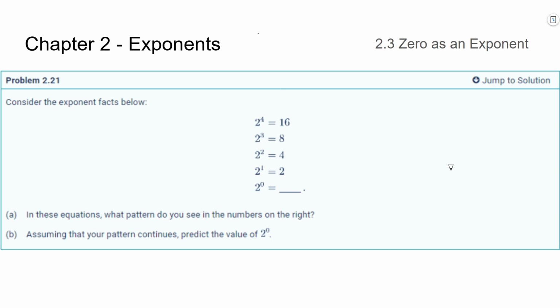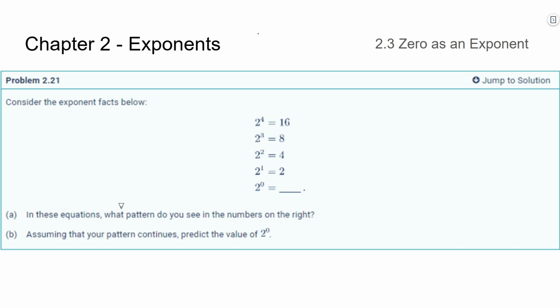So again, we're talking about 0 as an exponent. And we've seen a problem like this before, I think in multiplication back in chapter 1, where we try to find the pattern and see if we can find out what the blank is going to be based on that pattern. So go ahead and do that, see if you can recognize a pattern here, and then fill in this blank.